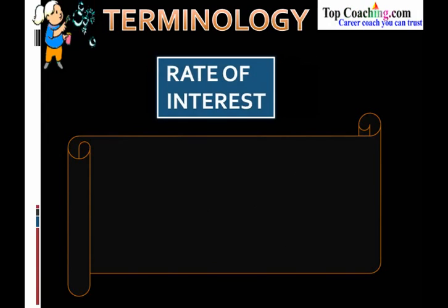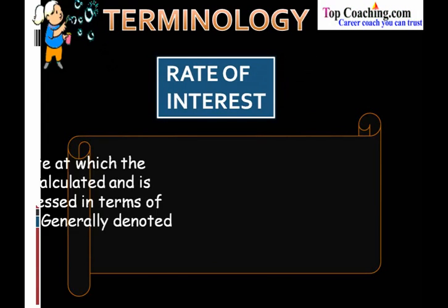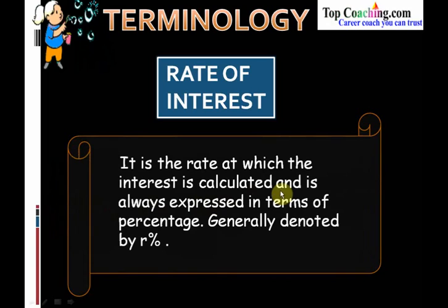The next is rate of interest. Now what is rate of interest? It is the rate at which the interest is calculated and is always expressed in terms of percentage, generally denoted by R percent. So I have been telling you that we get an extra amount along with the principal if we deposit it with the bank, and this is called as the interest.